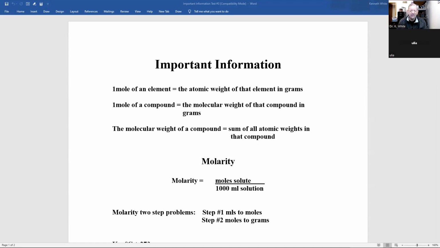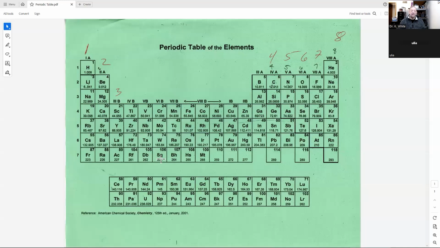And just like in test number 2, test number 3 will say under your name, please use proper significant figures for all calculated answers, and please use 3 significant figures for all atomic weights. Carbon is 12.0, the 3 significant figures. Oxygen is 16.0, the 3 significant figures.